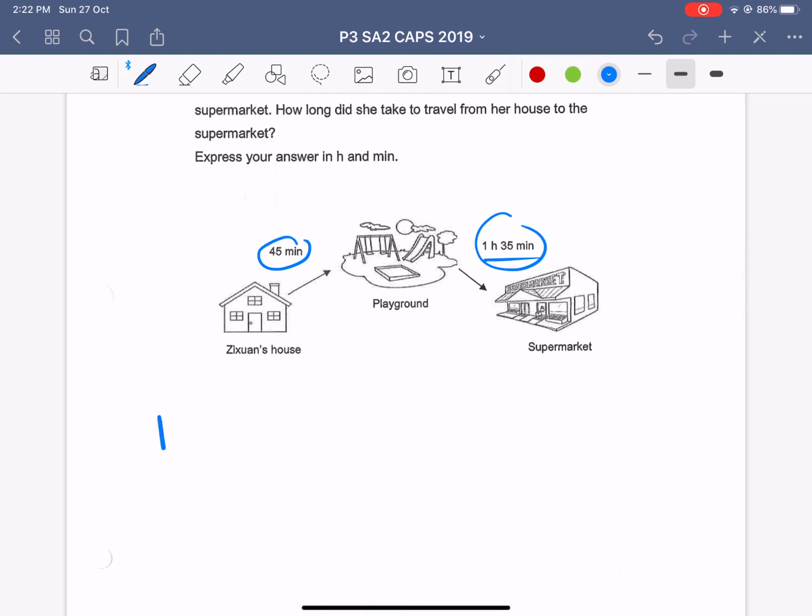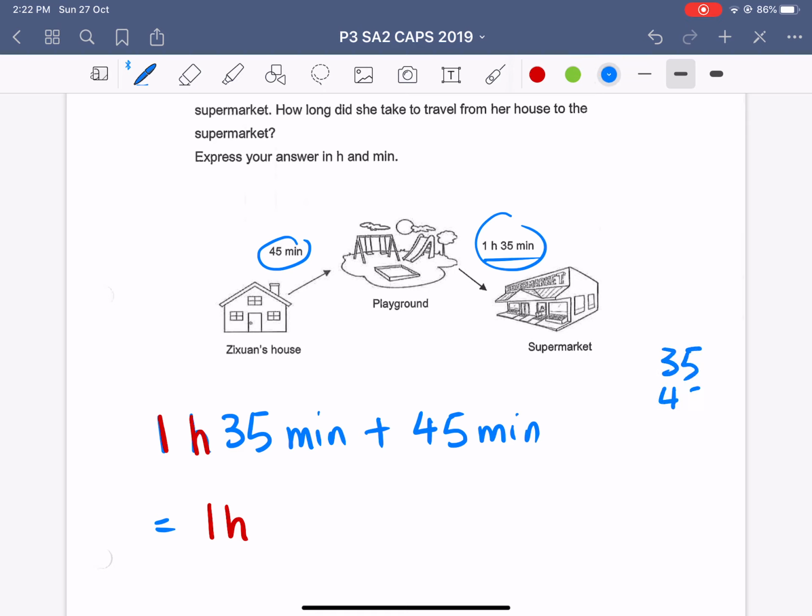So what we can do is, 1 hour 35, let's write down the equation first. We need to add a total of 45 minutes. Okay, now if you remember, I went through something like this in class. I said hour plus hour, minute plus minute. So in this case, I'm going to show a different color code. Red is for hour, blue is for minutes. So hour plus hour is still 1 hour. What about 35 plus 45?